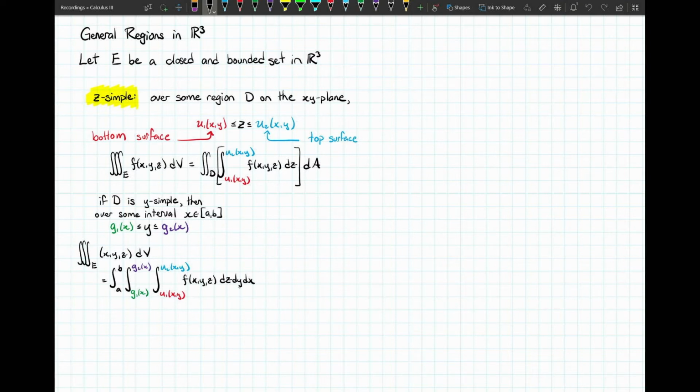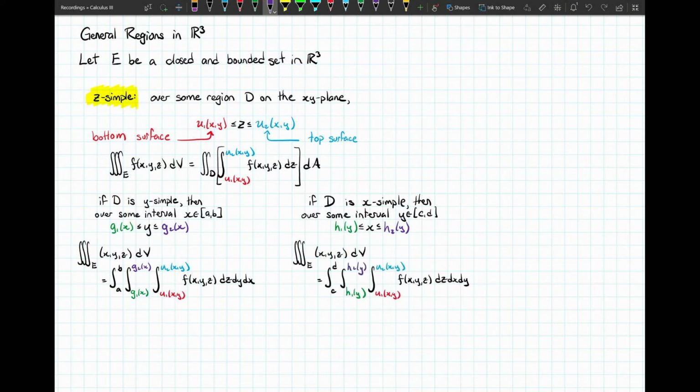Now that is dz, dy, dx order, but there is another order that could happen from a z simple region. If we go back to this step here where we converted our triple integral into a double integral, then that region D could potentially be x simple. If D is x simple, then over some interval for y, let's say from c to d, x will range from one function h1 of y to another function h2 of y. And those will be our boundaries on x, and we'll integrate with respect to x right after we've finished integrating with respect to z.